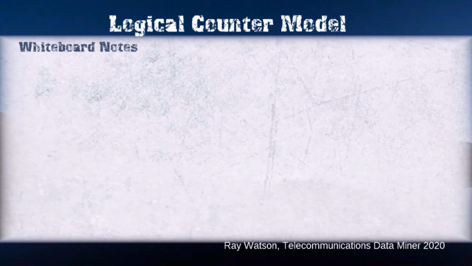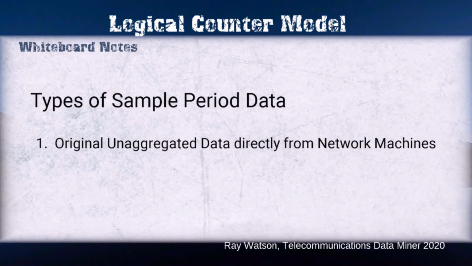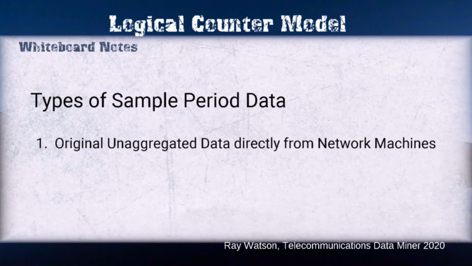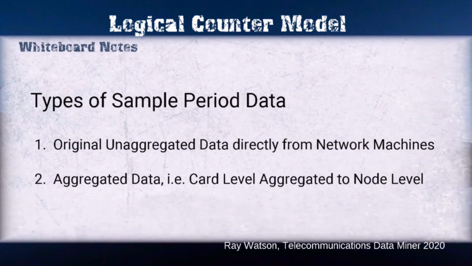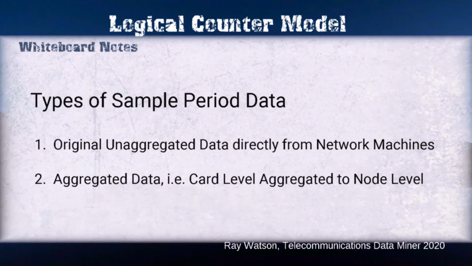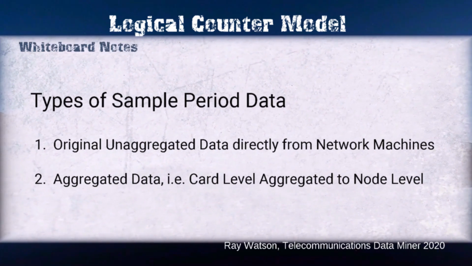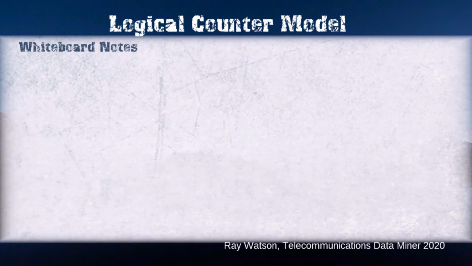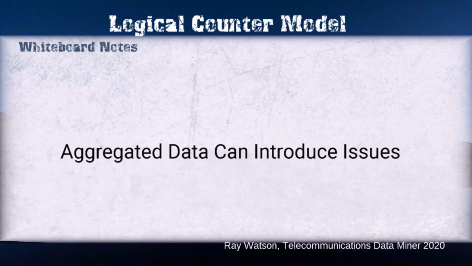Also keep in mind there are two types of sample period information found in analytics databases. One type is the preferred unaggregated sample period information explicitly written by the network machines. The other type is aggregated sample periods, such as card level counters aggregated to node level totals at sample period time dimension. Aggregated sample periods can introduce other challenges.